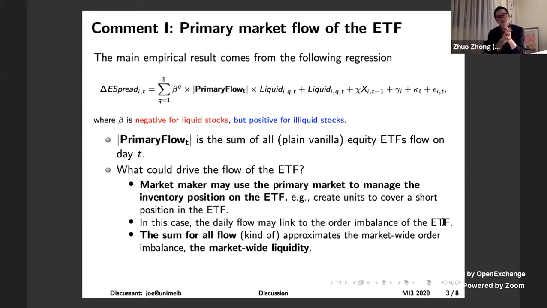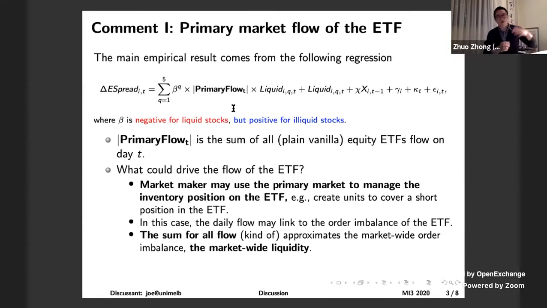So essentially, the authors project the trading cost at the stock level onto the interaction terms of the primary flow, which is the ETF primary market flow, and the liquidity group to which this stock is assigned. Then if we look at the coefficient of this regression outcome, beta, the coefficient of the interaction term is negative for liquid stocks.